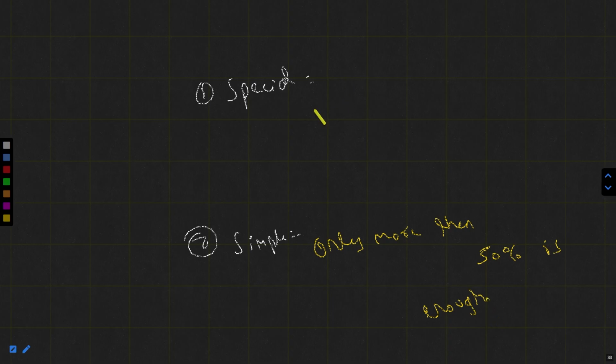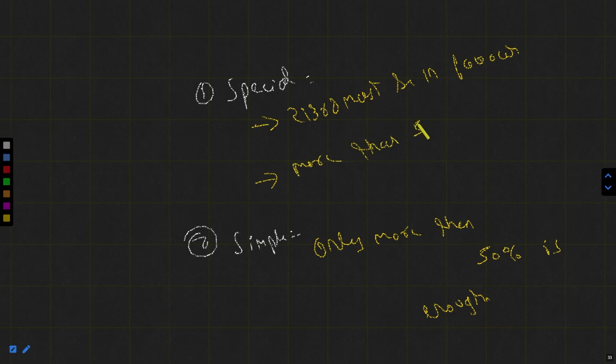Okay, in special majority, there are two conditions. First, two-thirds must be in favor. Second is more than 50%. These are two conditions. All right. So for example, if there are 100%, then at least 50+% should be in favor of the bill. This is the simple majority.